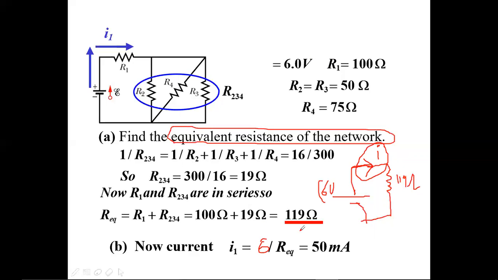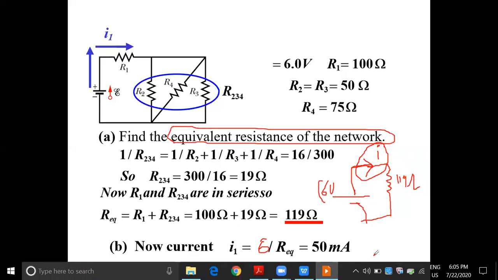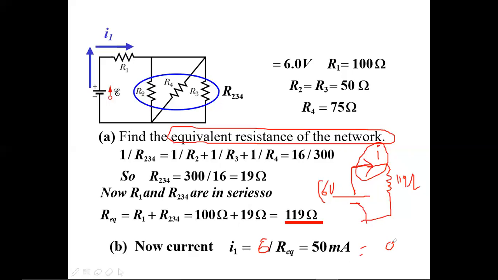The value will be 0.0504. So it's nothing but 0.0504. 0.0504 is nothing but 50 into 10 to the power of minus 3, which you can say is 50 milliamps. So this is the value of I. This I1 value will be 50 milliamps.